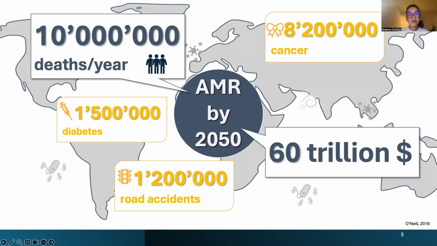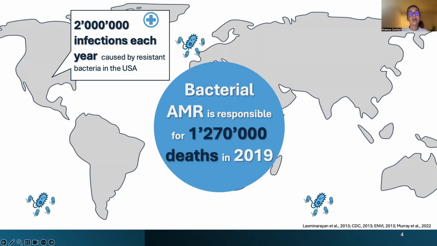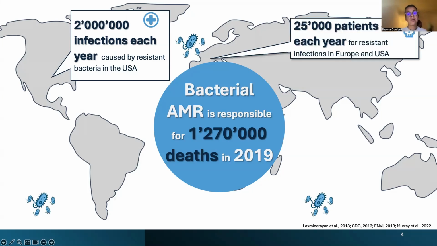And only in 2019, bacterial antimicrobial resistance was responsible for almost 1.3 million deaths worldwide. And if we zoom in a little bit, we also know that only in the United States, every year there are 2 million infections that are caused by resistant bacteria. Unfortunately, 25,000 people die every year due to resistant infections, both in the US and in Europe. And in low resource settings, this burden is even higher.